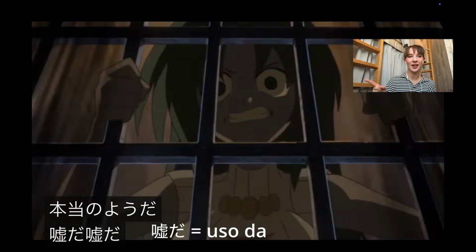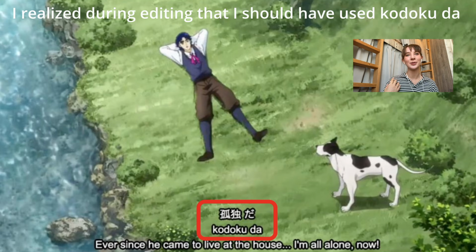And the most common phrases that you might have heard is characters yelling "uso da," like that's a lie, or "hitori da," which is like, oh, I'm alone. I've realized that I'm alone. Because these are moments of realization, surprise or disbelief, or strong emotions.